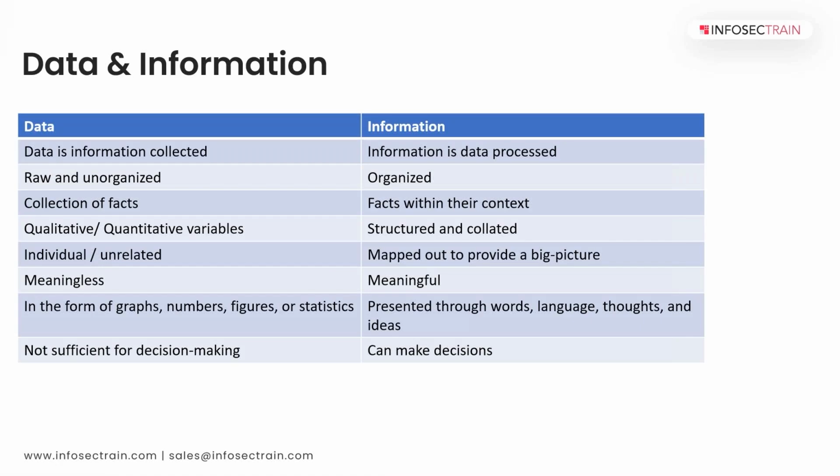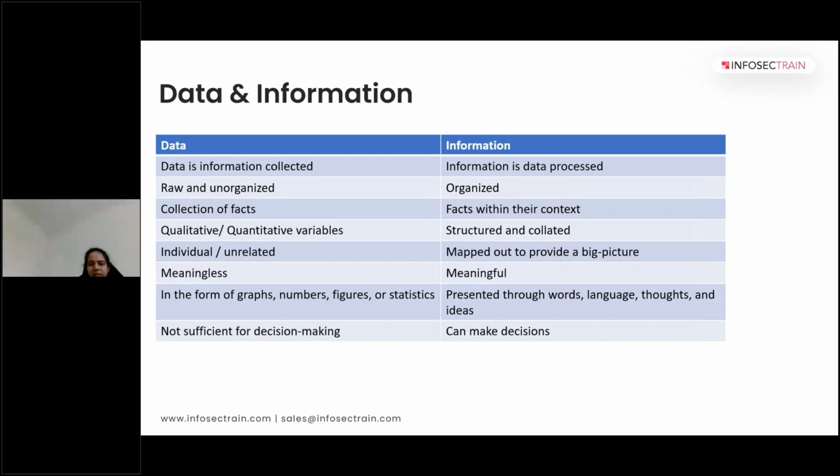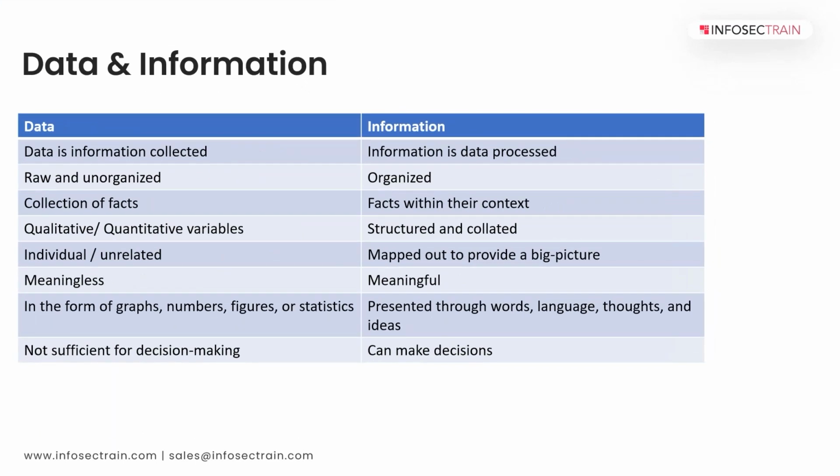This is the difference between data and information that you saw yesterday. Data is always the raw data that we have. Most of the time, it is the information at the time when you collect it, and it is a collection of facts. Most of the time, they are variables, qualitative or quantitative, and mostly unrelated. They are individual things that you collect, and when you look at them, they may not make any sense at all. It can be meaningless in some cases if you are just looking at the raw data.